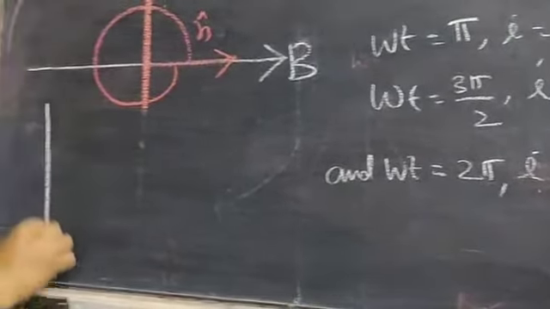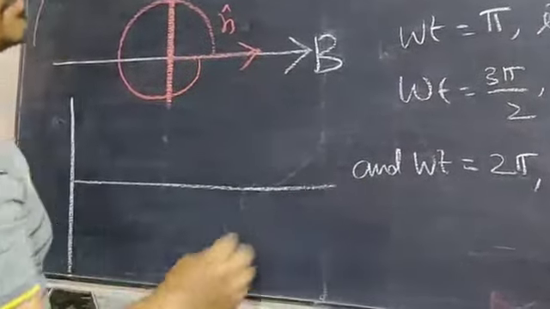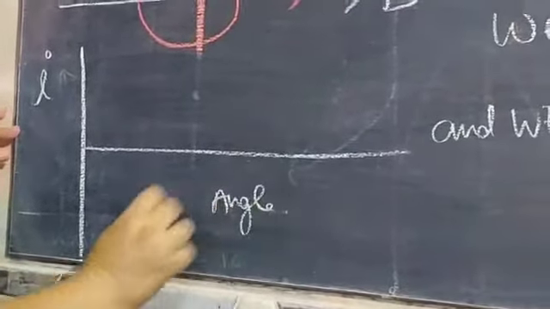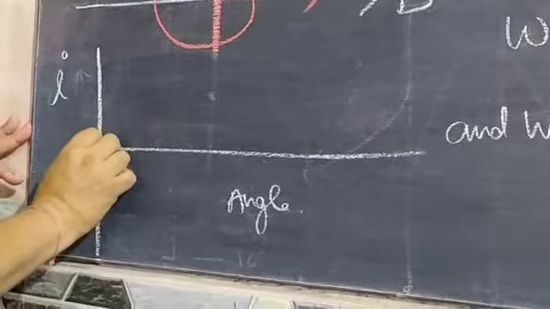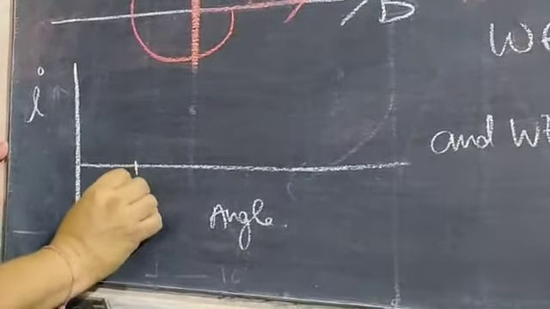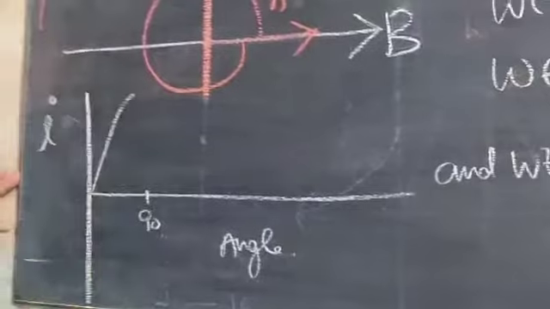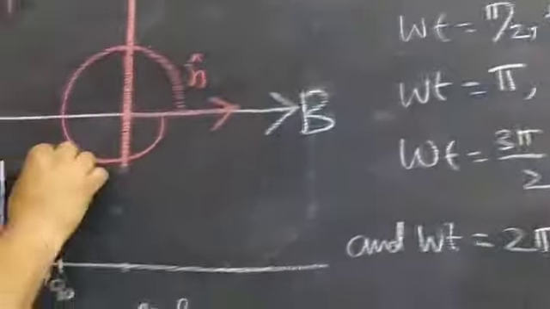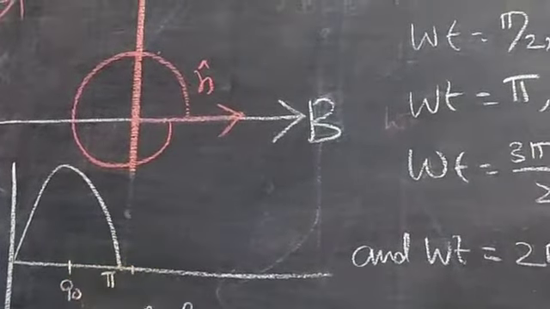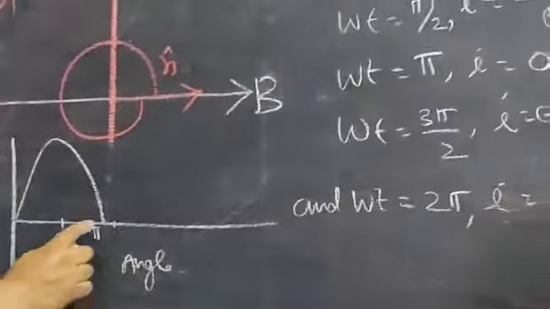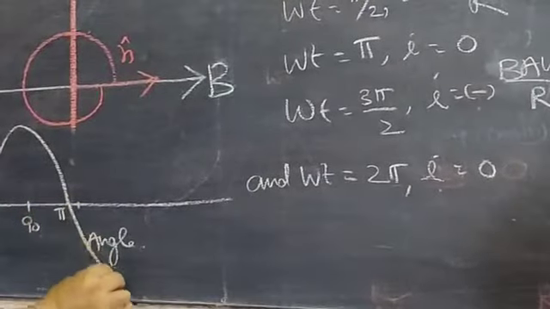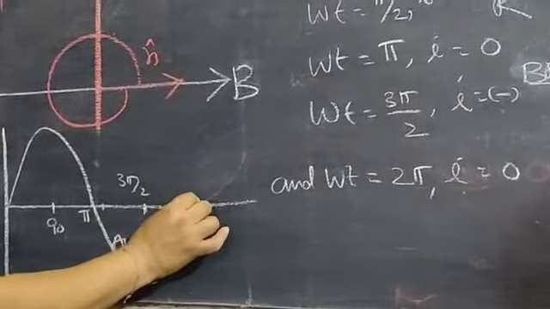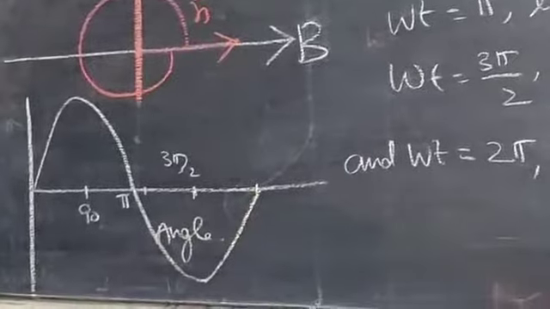Now if we plot a graph between current and angle, then at 0 degree current is 0 and at 90 degree or pi by 2 current reaches its maximum value. Then at pi current again becomes 0. Now when angle increases from pi to 3 pi by 2, means 270, current again becomes maximum, and at 2 pi current again becomes 0.